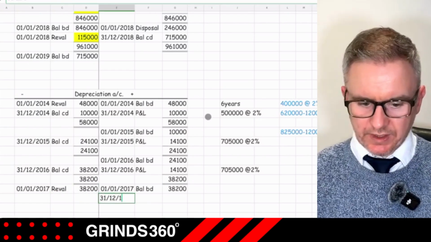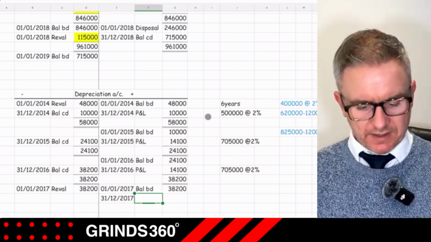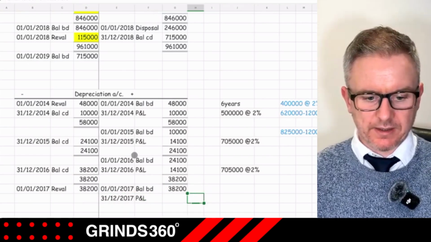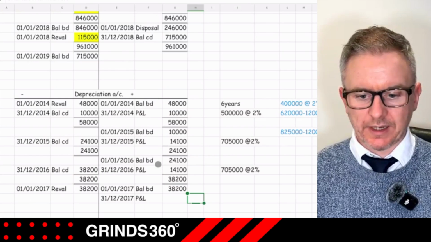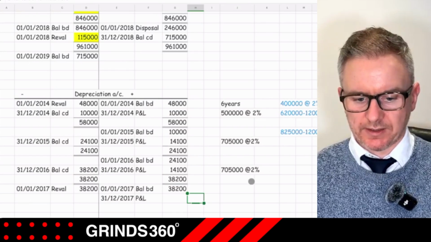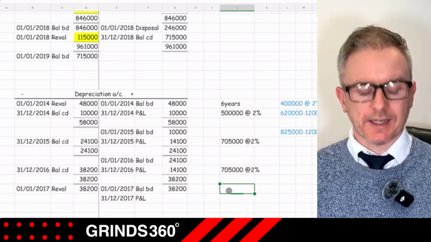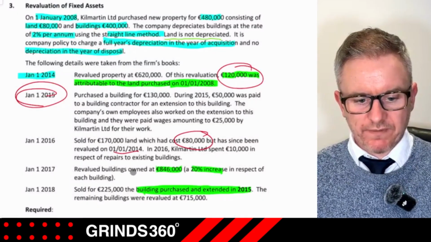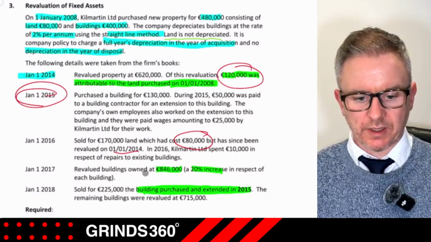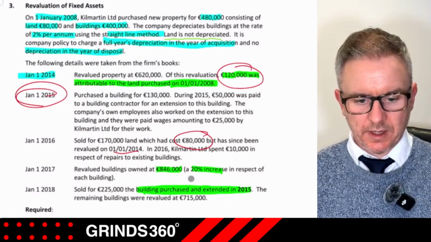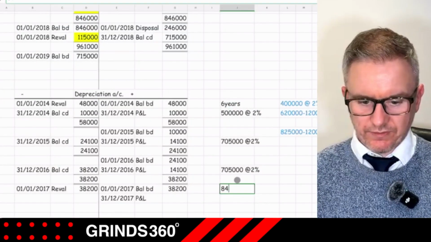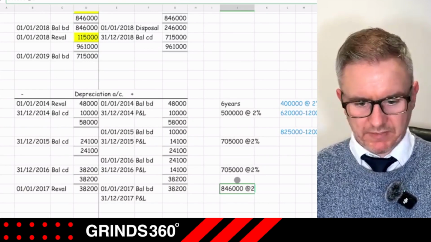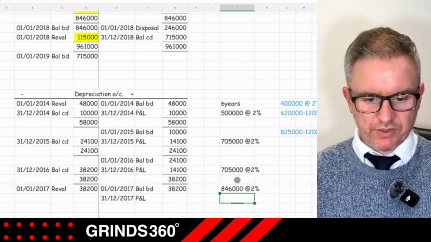Your charge for the year then, all right? So at this stage, your land is gone. You disposed of your land in 2016. So that 120,000 that we had been subtracting is gone. So when we look at the calculation this time, all we're doing is coming along and we're saying, right, I've revalued buildings owned at 846,000. So that is the charge. So 846,000 at 2%. That's all we're doing. We're just charging the 2%.